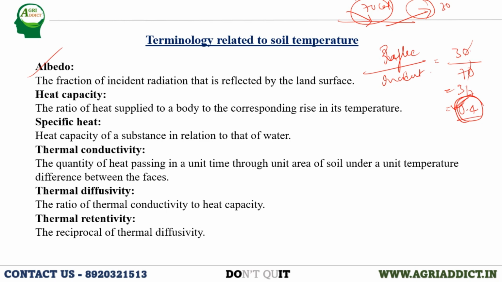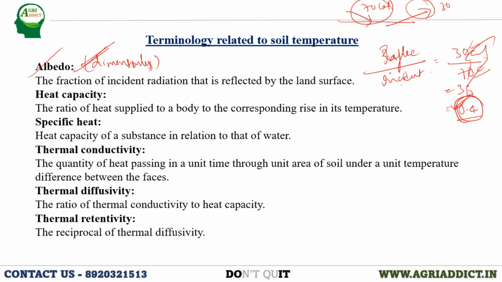Both are the same units. So albedo is a dimensionless quantity. This is very important. Both are energies, so the units will cancel, calories by calories. So it is nothing but a ratio, so it is dimensionless. Albedo is nothing but the ratio of reflected to incident energy, or in other words, out of the incident energy, how much energy is being reflected by the surface. This is nothing but albedo.